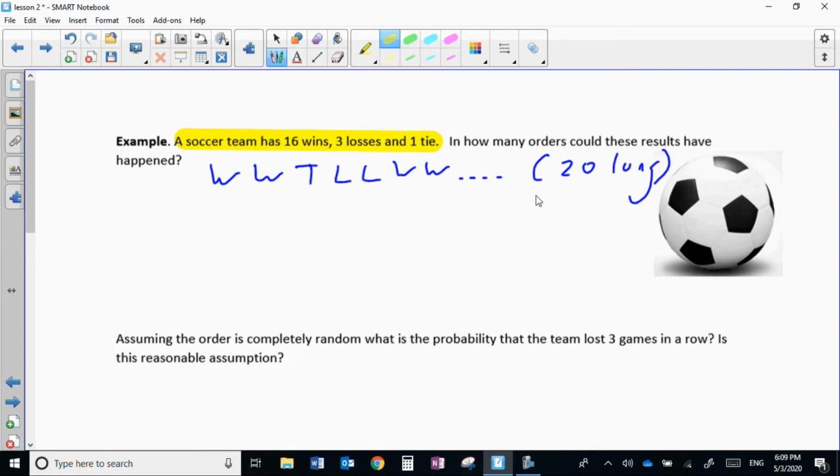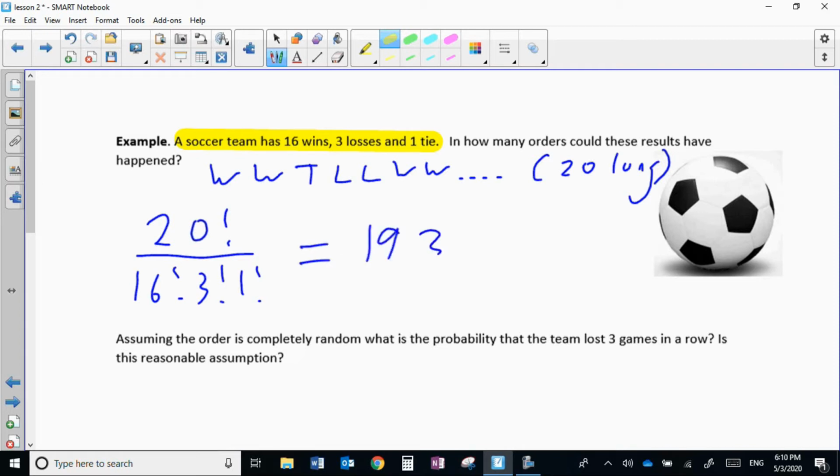Okay, well, there are 20 characters. There are 20 factorial ways to rearrange the W's, L's, and T's. However, there are lots of repeats. There are 16 wins, and there are 3 losses, and there's 1 tie. Notice we can even divide by 1 factorial if we want, but we certainly don't need to. That gives you 19,380, the number of orders in which wins, losses, and ties could happen for the soccer team.